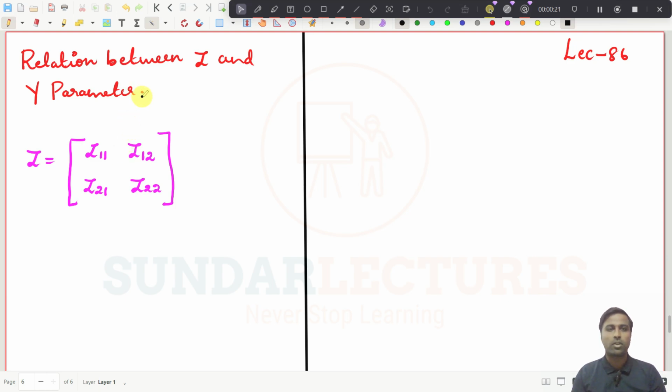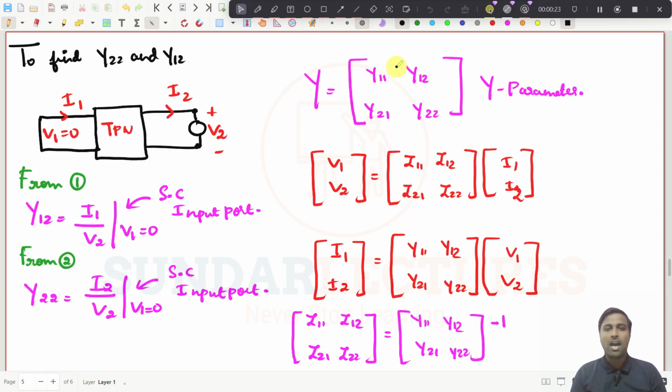We have already seen what is Z parameter and Y parameter, and we have concluded this. This is the Z parameter and this is the Y parameter, and also we have told that if you bring this Z parameter to the other side, then it becomes inverse. Then that is nothing but this expression. So the inverse of Z parameter can be written as Y parameter, right?